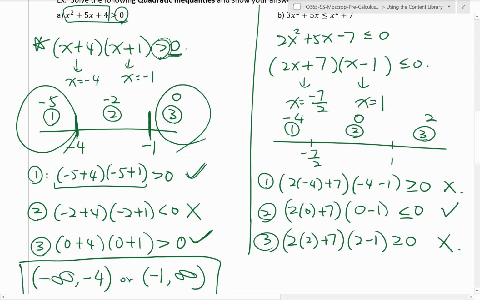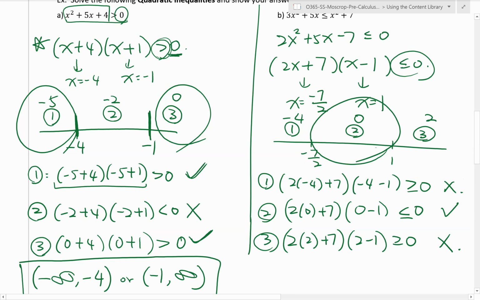Alright, so I made one side 0, factored it, and I have my two x-intercepts here. And then I drew these intervals. This breaks into 3 regions, and I've picked 3 numbers to test each region. When I plug in negative 4, it's bigger than 0. That doesn't work because we want it to be less than or equal to 0. In region 2, I plug in 0, it does work. In region 3, I plug in 2, it does not work. So this part is my solution.